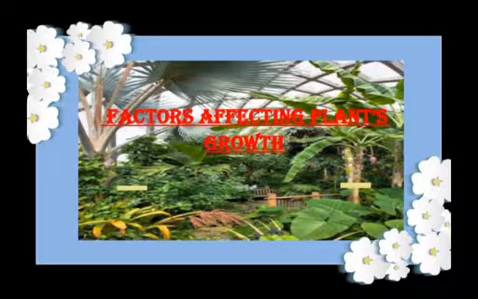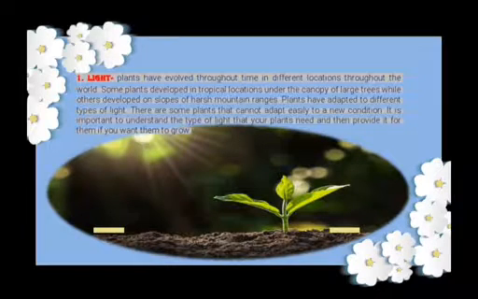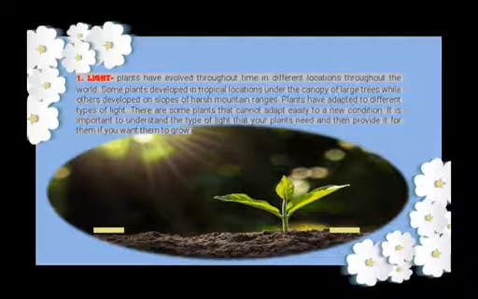Okay, so number 1, the light. Plants have evolved throughout time in different locations throughout the world. Some plants develop in tropical locations under the canopy of large trees, while others develop on slopes of harsh mountain ranges. Plants have adapted to different types of light. There are some plants that cannot adapt easily to a new condition. It is important to understand the type of light that your plants need and then provide it for them if you want them to grow. Of course, light is very important in plants.